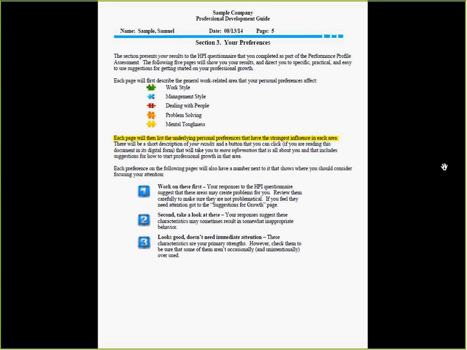By understanding what the person has said about his or her underlying preferences, the person can focus on making changes that will improve his or her effectiveness on the job. Next on this page, we explain that the numbers in blue, 1, 2, or 3, that they will see on the behavior cluster pages show them where to start in their effort to improve effectiveness on the job. That is, 1 indicates the most important thing or things to begin addressing, 2, second most important, and 3 are strengths.